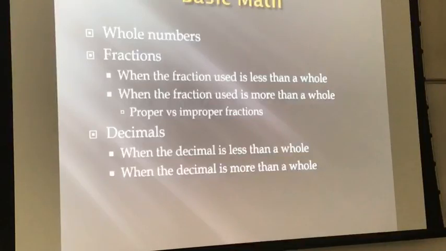So decimal, you know what a decimal is? It's basically a digitized version of a fraction. Whenever you have a decimal that's less than a whole, like 1/2, 1/2 is 0.5. And whenever you have a decimal that's more than a whole, that would be 1.5. 0.5 would be 1/2, which is less than a whole, and 1.5 would be 1.5.